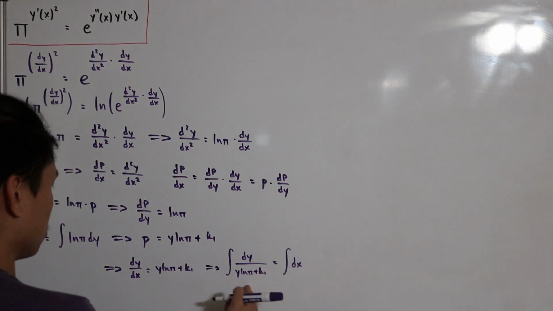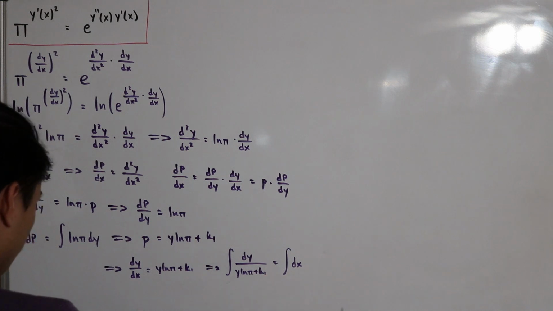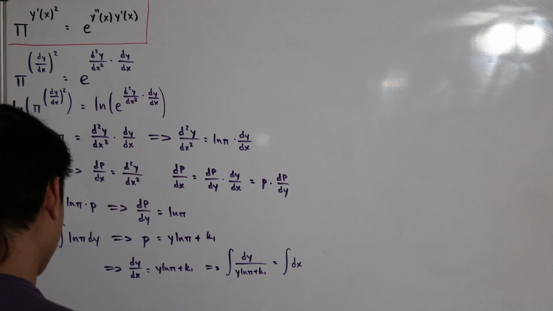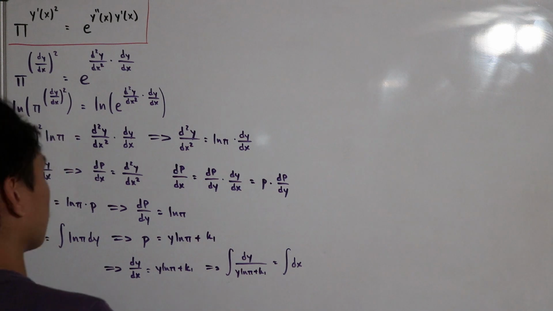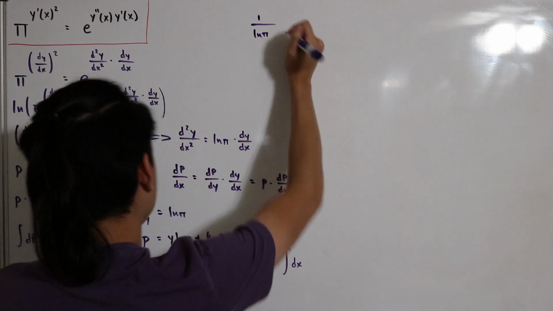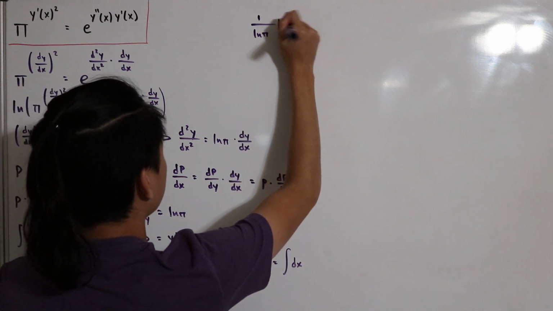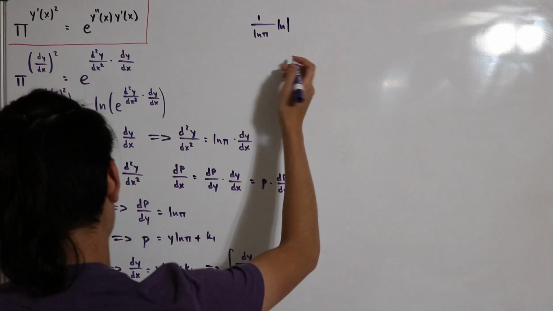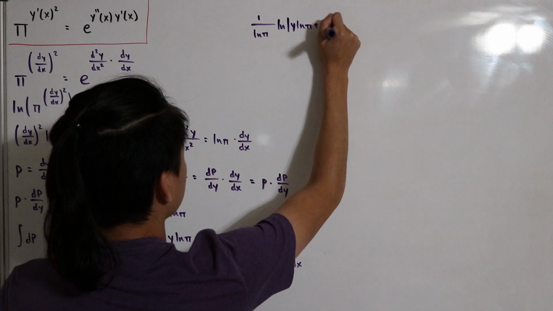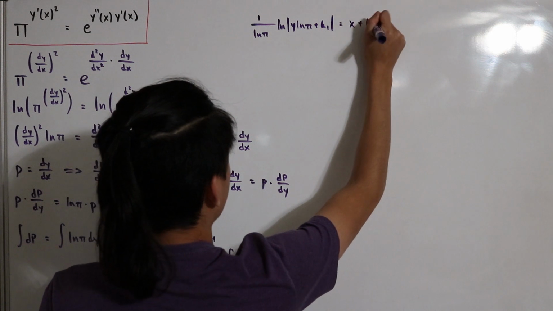And then we can see that you could do a u substitution over here. We get u equals y times ln of pi plus k sub 1, differentiate that, it's just ln of pi dy. Then substitute the terms together, and factor out the 1 divided by ln of pi, and then integrate the 1 over u, and put the u back. So we'll get 1 over ln of pi, multiplied by the natural log, and I'll denote it with an absolute value so it's positive. So this is y ln of pi plus k sub 1, and that's equal to x, and with our constant, we'll denote this as k sub 2.